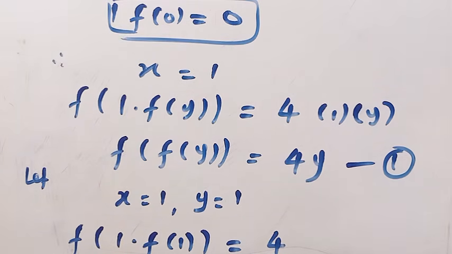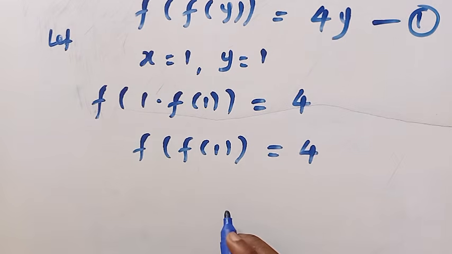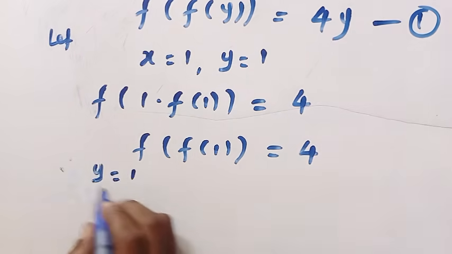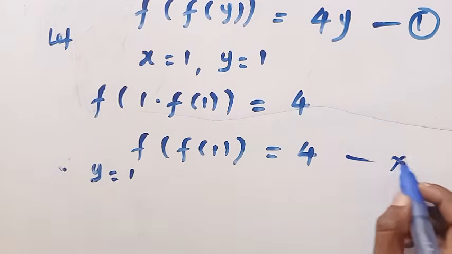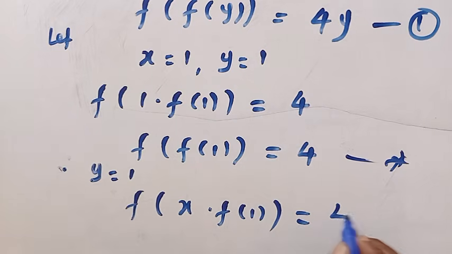How do we know that? Suppose I set y equals 1. By setting y equals 1 in that first equation, we are going to have f(1) equals 4, which is true. Again, if I set y equal to 1 in the original equation, we have f(x) multiplied by f(1) equals 4 multiplied by x.